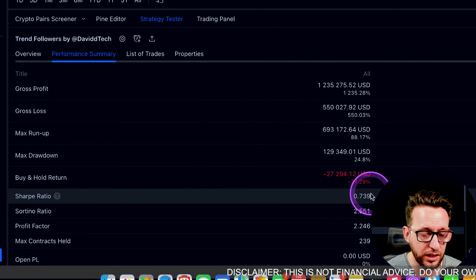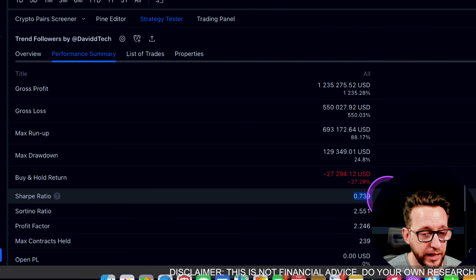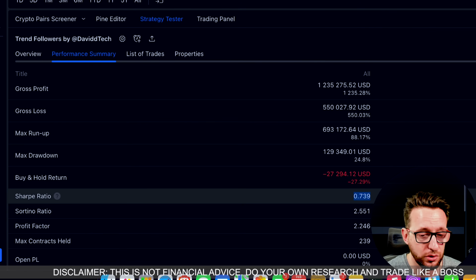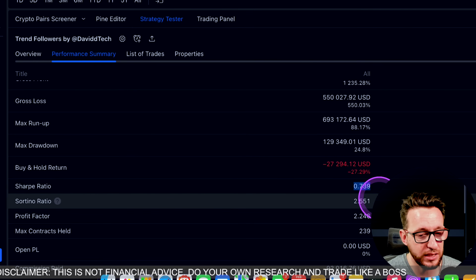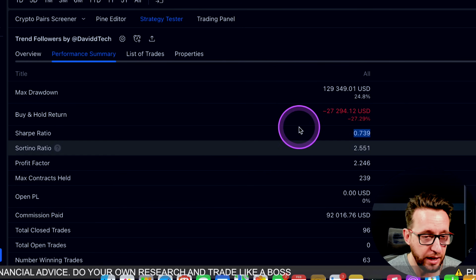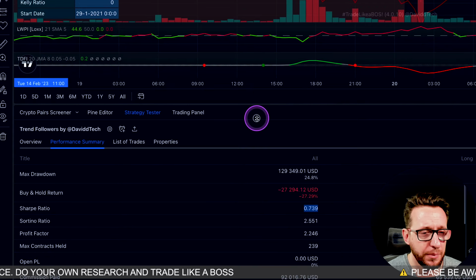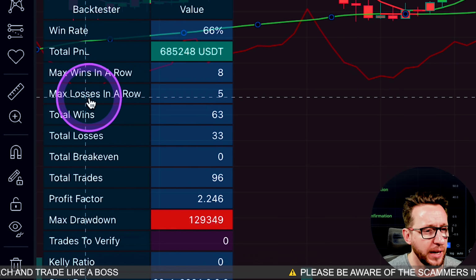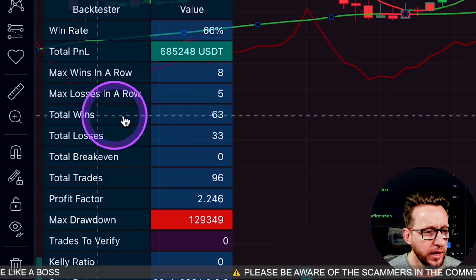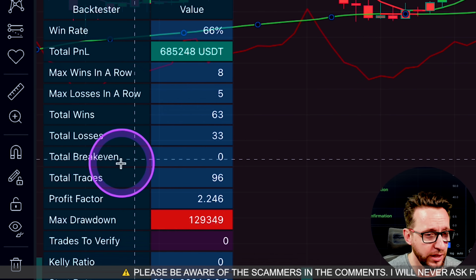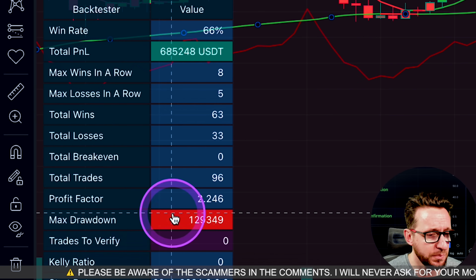Our Sharpe ratio is a little bit low for me to go away and trade it on these settings. I'd probably try and find maybe some more indicators or something that would increase that to 1 or above. Our Sortino ratio obviously would be the same. If I go over to our table over here, as you can see, our max wins in a row was 8, our max losses in a row were 5, total wins was 63 and total losses were 33, which is absolutely brilliant. And yeah, that's pretty much everything.